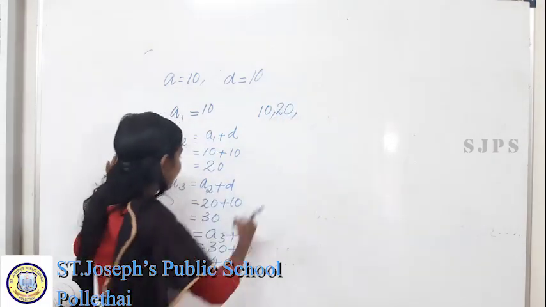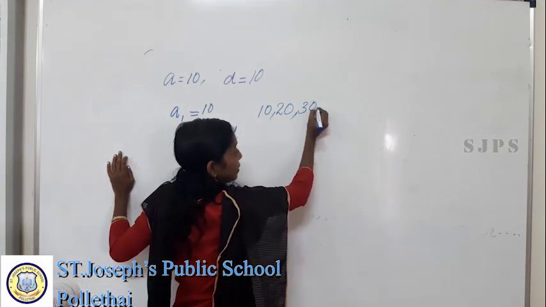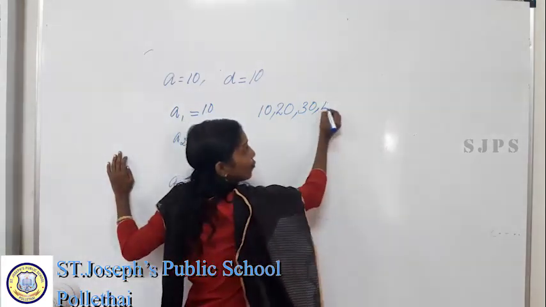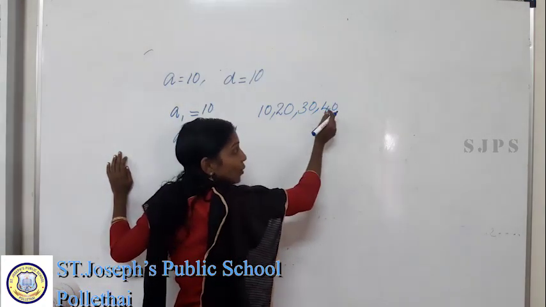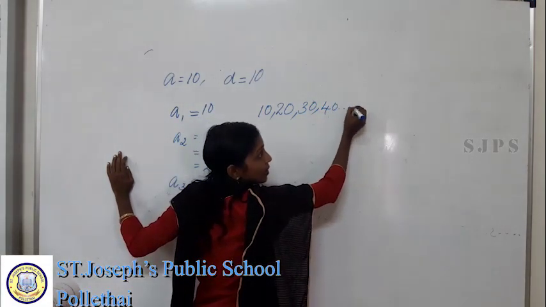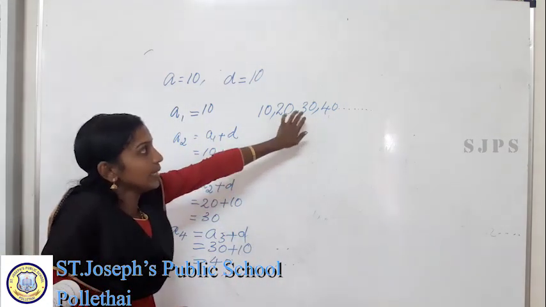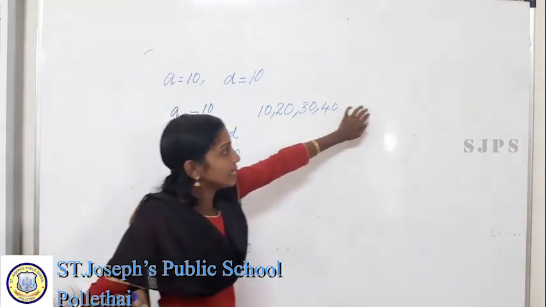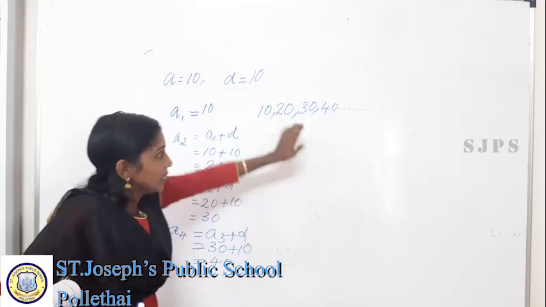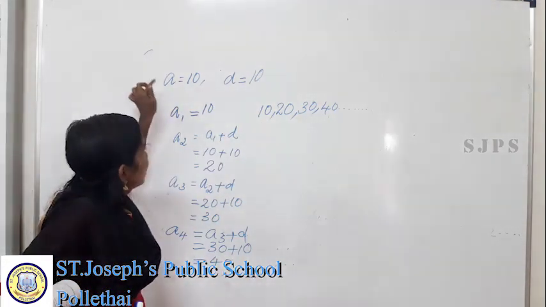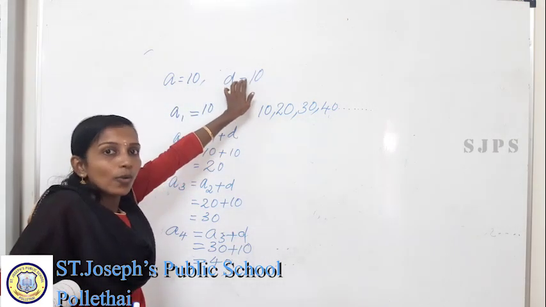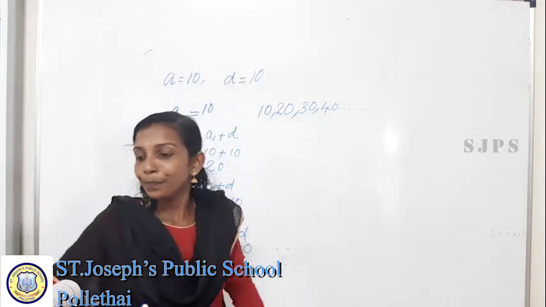20, 30, 40. Don't forget to put the etc. symbol. That's 10, 20, 30, 40, etc. This is the arithmetic progression with the first term 10 and common difference 10.